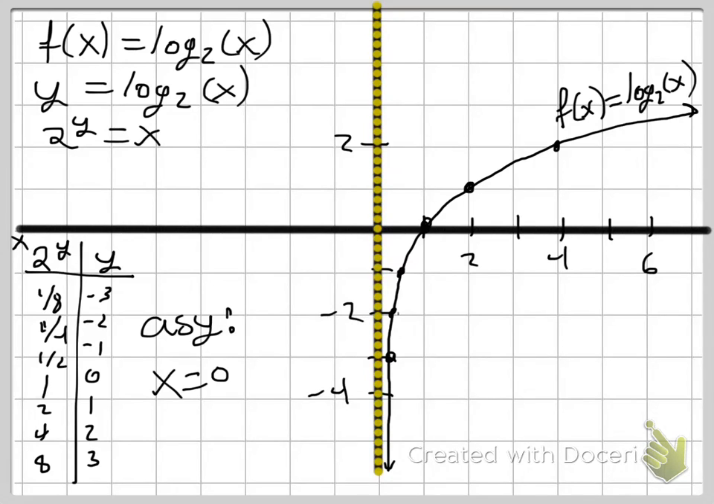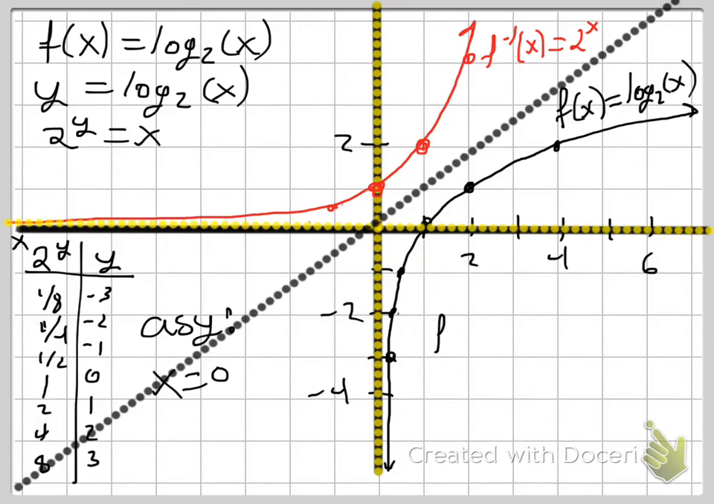Now I think what we'll do is graph the exponential, or its inverse, which is 2 to the x. All that does is you switch your x and y, and that's how we come up with those points. And we've already graphed the exponential function 2 to the x before. It has a horizontal asymptote, y equals 0, and as before, they're going to be reflections of one another over the line y equals x.